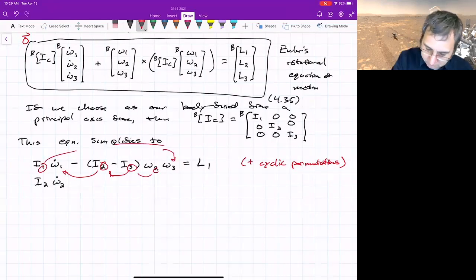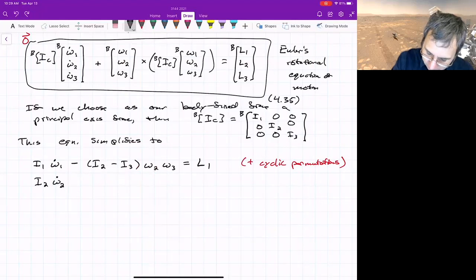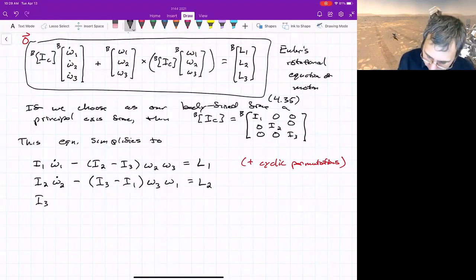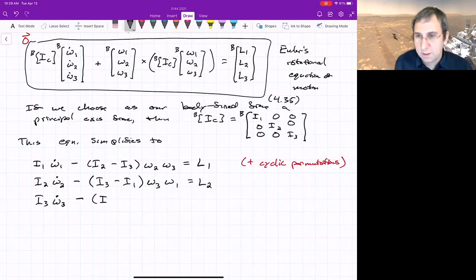That's kind of ugly looking, so I'm going to get rid of that. All right, so if this was I2 and everything moved back, then this is I3, and this becomes I1. And this is L2. Everybody move over one again. I3 omega 3 dot minus (I1 minus I2) omega 1 omega 2 equals L3.